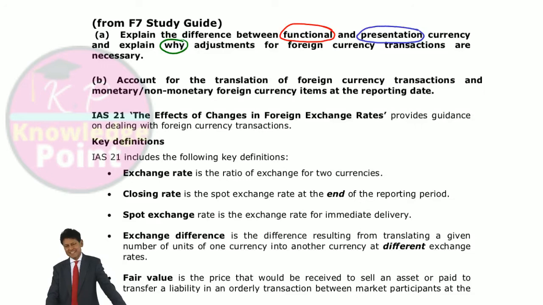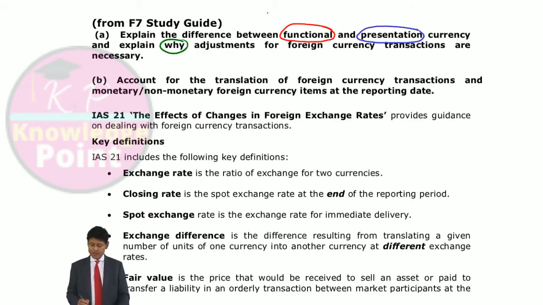So just common sense. People are afraid of it for some reason because it's new, but actually the level at which they examine it at F7 is extremely straightforward. Common sense level, like I say. All right, let's move on.